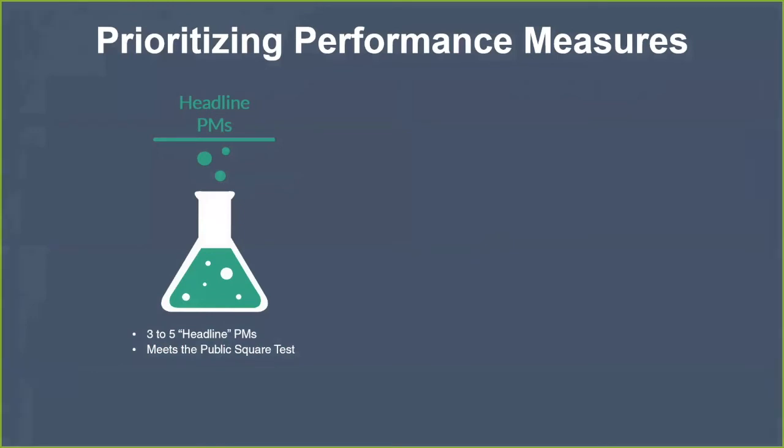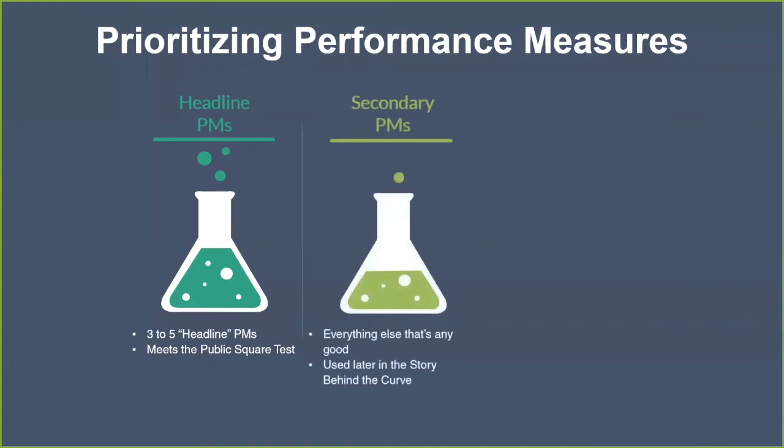So the other thing when you're doing performance measures is you want to make sure that you are not getting too many. Because if you have too many, it's too hard to keep track of that. So what you want to define are what we call headline performance measures. Those performance measures that meet the public square test and give you the best information. And then you also want to have some secondary performance measures, all the rest of them. So maybe you brainstormed, you came up with 10. So we want to get down to 3 to 5 headline indicators so that you can really focus on those, communicate those, and then everything else is there as secondary performance measures.